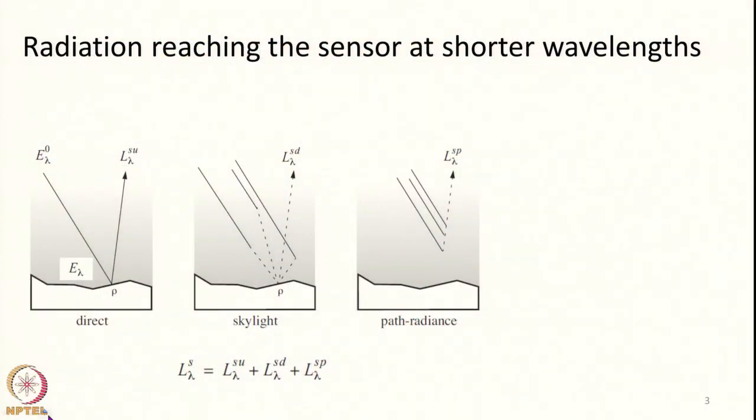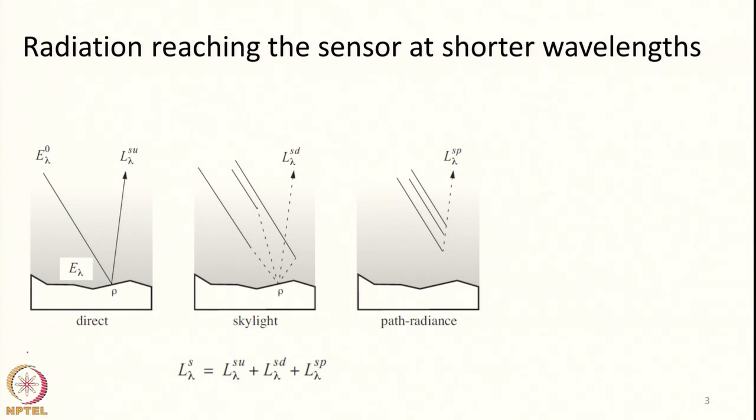Paths 1, 3, 5 depicted in this particular slide can be treated as the ones which carry the signals of our interest. So now we will see in a little more detail how energy interacts, what energy will reach the sensor, how to calculate it and so on. First we will concentrate on shorter wavelengths, that is visible, NIR and SWIR wavelengths. We will first concentrate on that and then later move on to the thermal infrared region.